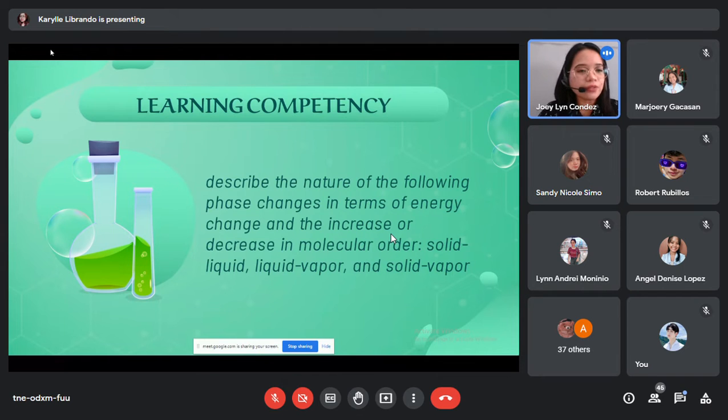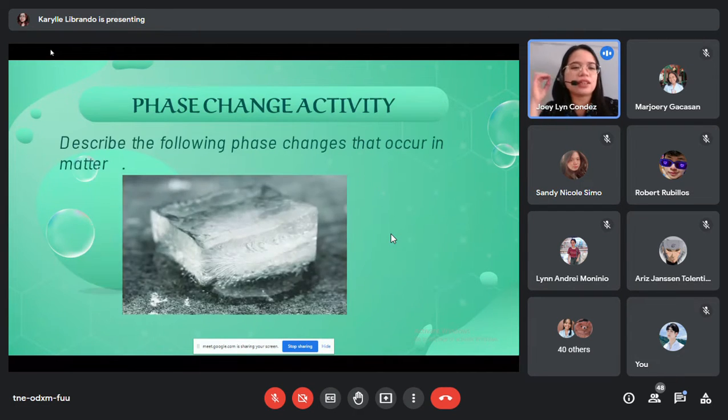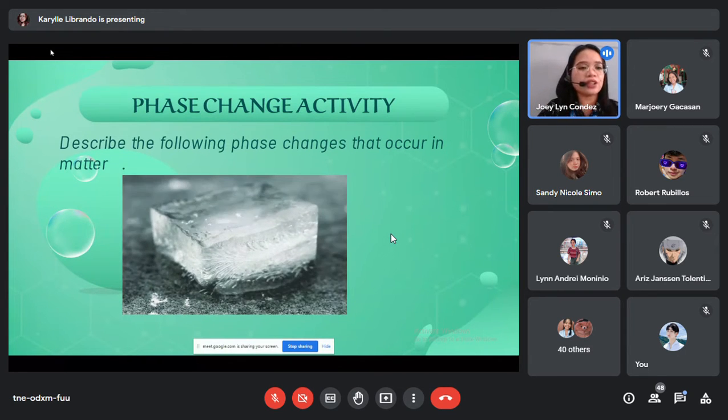Okay, so the main focus of this lesson is for you to be able to describe the nature of the following phase changes in terms of energy change and the increase or decrease in molecular order: solid to liquid, liquid to vapor, and solid to vapor, or solid to gas. Okay, let's start now our short activity, no? Let's have the next slide, Karil. Okay, look at the first picture. Describe the following phase changes that occur in matter.